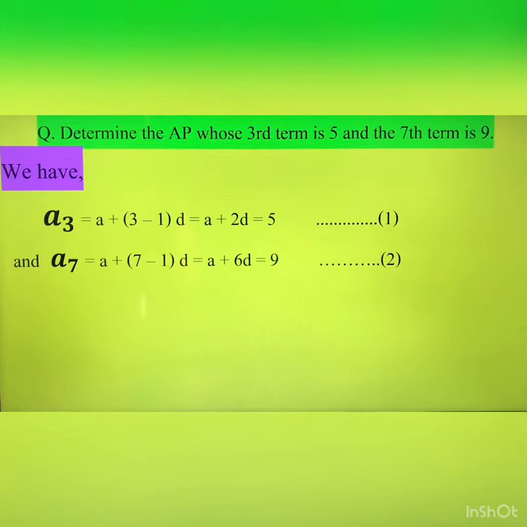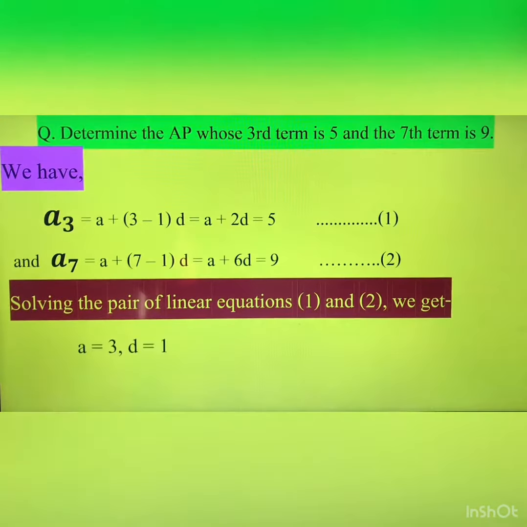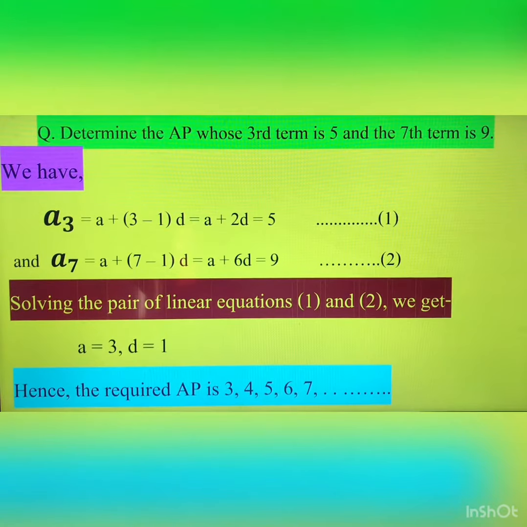On subtracting equation 1 from equation 2, we will get A equal to 3 and D equal to 1. Then putting these values in the general formula, a_n equal to A plus (n minus 1) into D, for the sequence we will get 3 as the first term, and A plus D means 3 plus 1, D is 1, that is 4. And A plus 2D is 3 plus 2, which is 5. And similarly 6, 7. So this is the required AP.